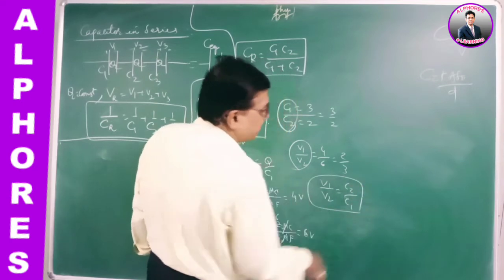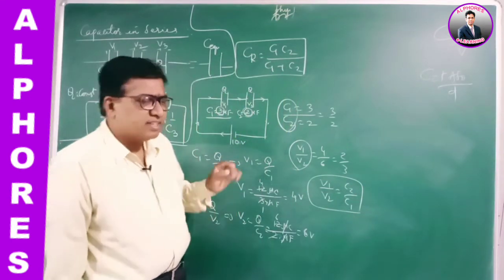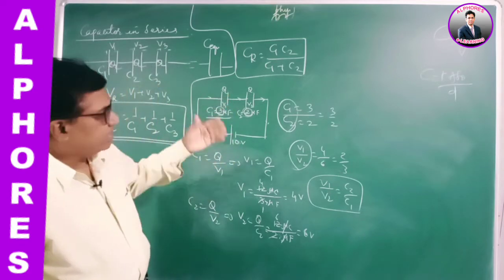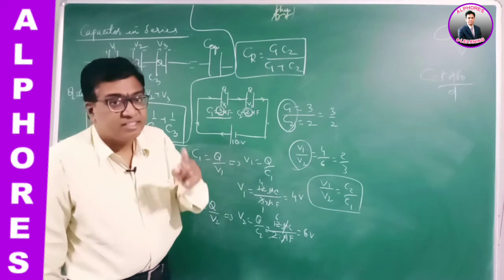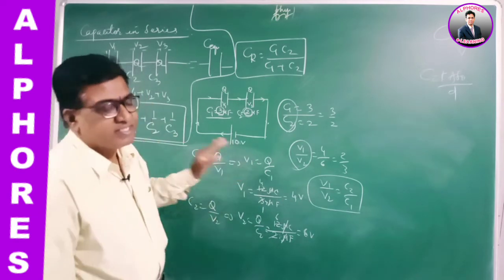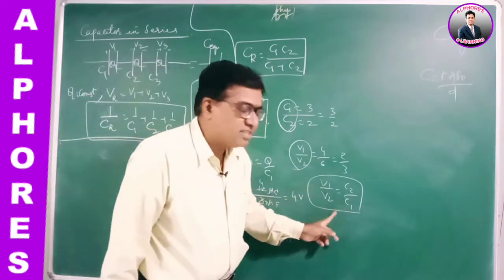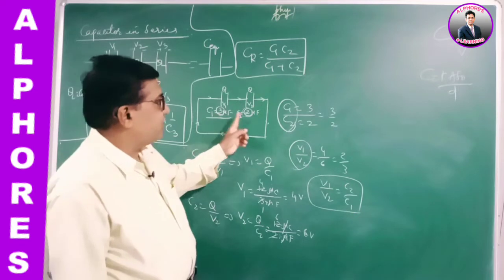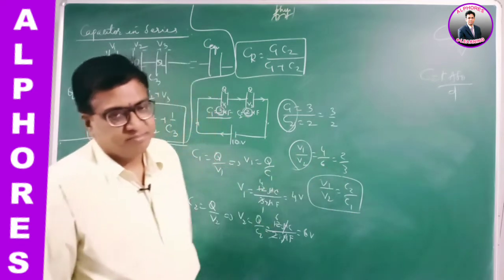Sometimes, without asking for the values, we will be asked to find the ratio of the potentials obtained by them. So V1 by V2 is the inverse ratio of their capacity. In series combination, please note, only in series combination. In series, the charge is the same, so the potential varies inversely with capacity. Capacity ratio 3:2, the potential ratio will be 2:3, so V1 by V2 is 2:3.